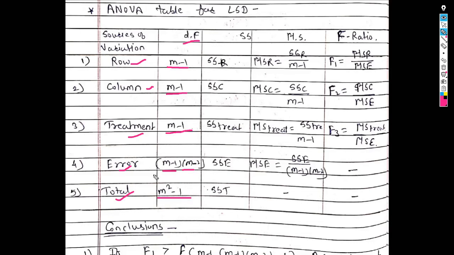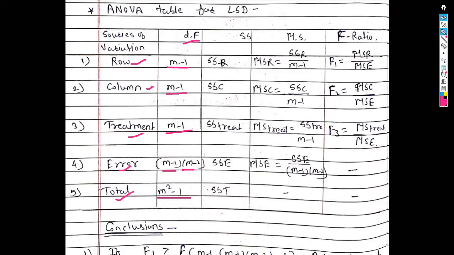So if we want to find degrees of freedom for error, what do we do? We use that above equation, SST equals SSR plus SSC plus SS treatment plus SSE. So we can find our degrees of freedom for error with the help of this equation, and we get degrees of freedom (m minus 1) into (m minus 2).